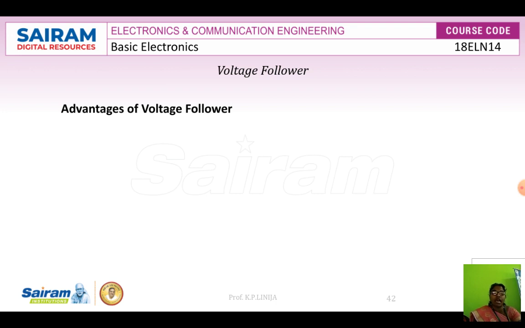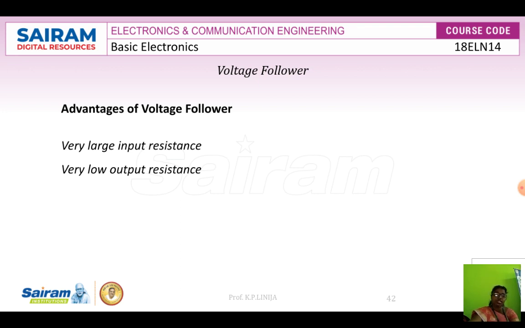Let us discuss the advantages of voltage follower. What are the advantages of voltage follower? The first is it has very large input resistance. Then it has very low output resistance, and it has large bandwidth. The bandwidth is nothing but the range of frequencies, that is, the difference between the higher cutoff frequency and the lower cutoff frequency. So this voltage follower has large bandwidth.